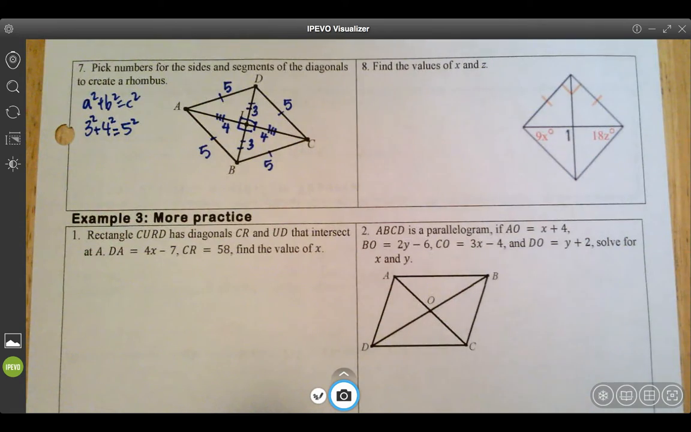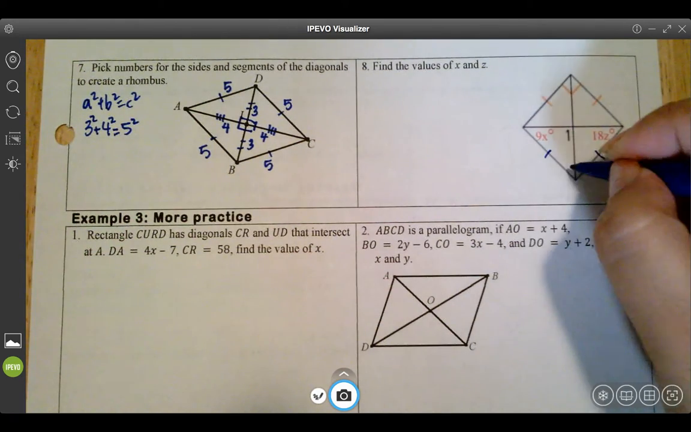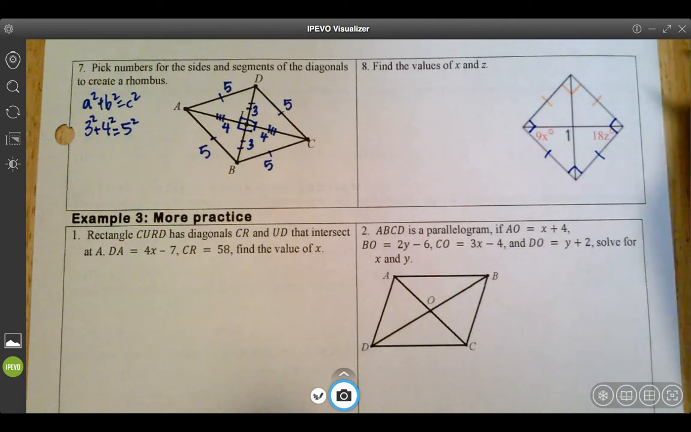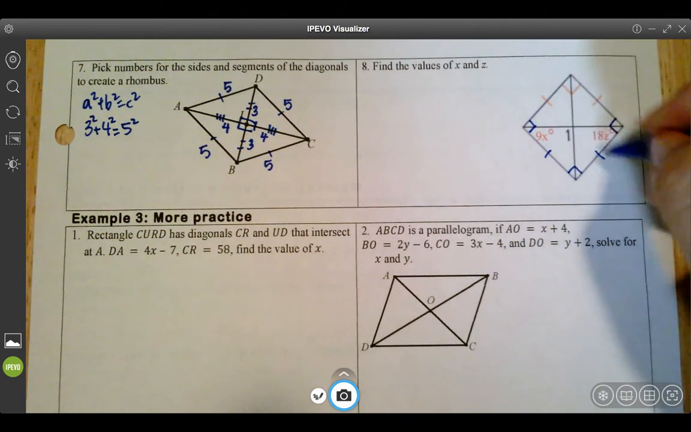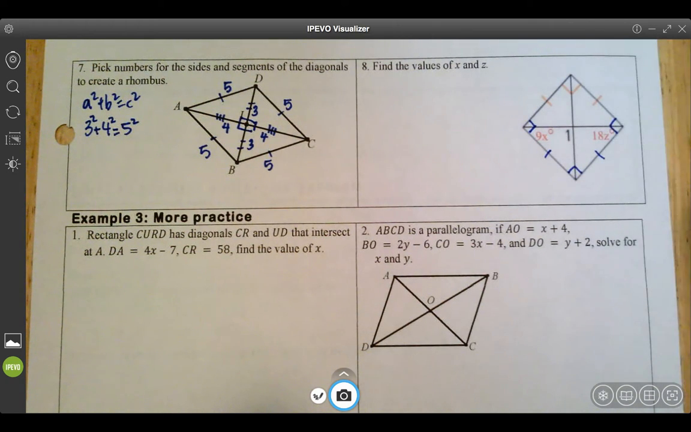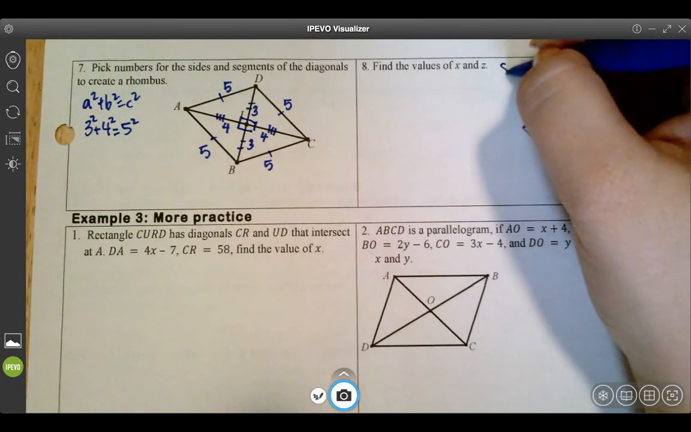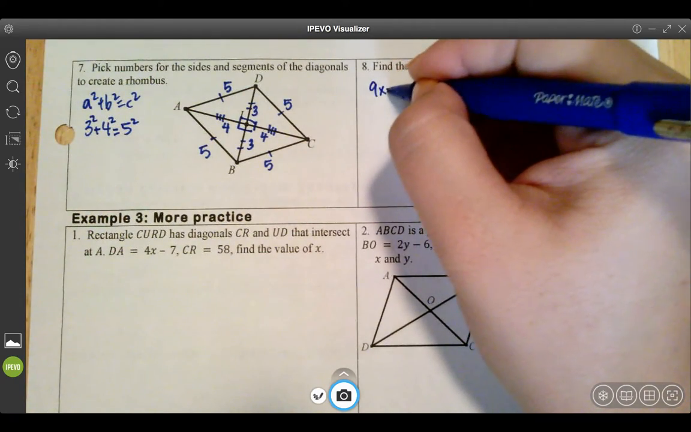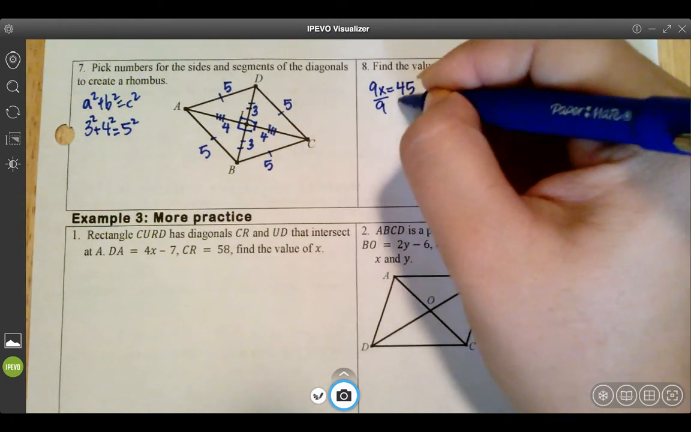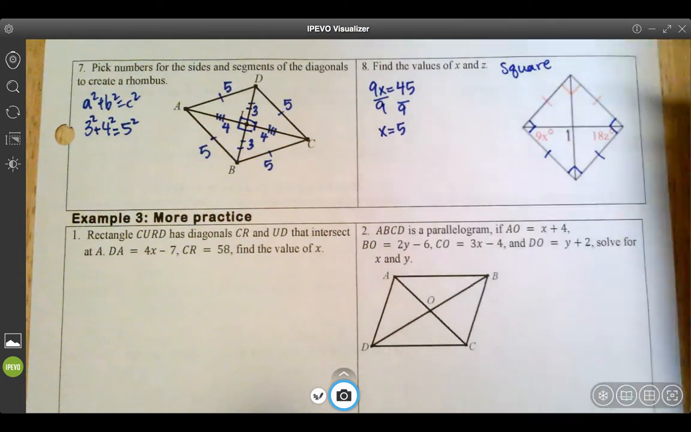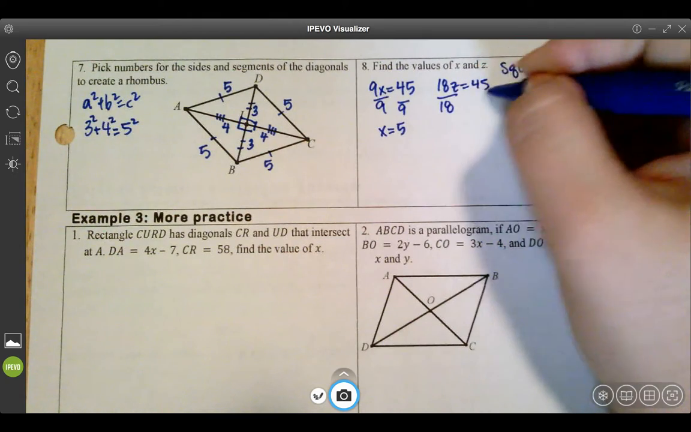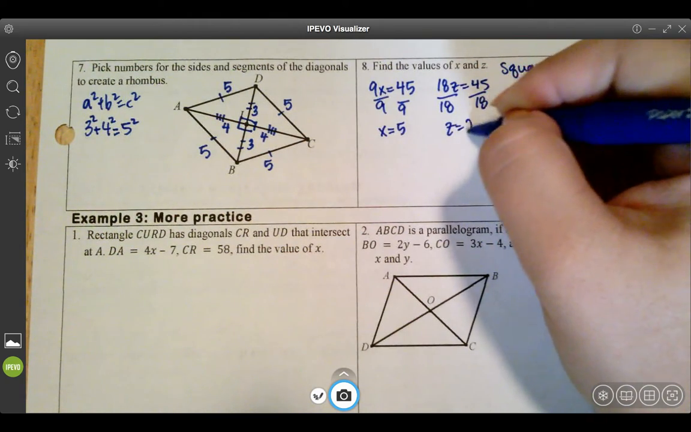So since we're talking about parallelograms, we're going to go ahead and say this is a parallelogram. If there's one right angle, they all have to be right angles. If the sides are congruent, right, opposite sides are congruent. So since those two consecutive sides are congruent, then all four sides are congruent. So this is a square. And that means that 9x equals 45. Divide by 9, x equals 5. And 18z equals 45. Divide by 18, z equals 2.5.